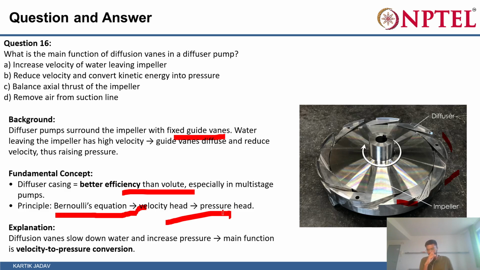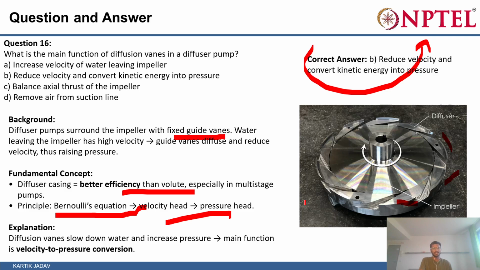Okay, in case of volute we have an increase in cross-section area towards outlet, while in case of diffuser, there are mechanisms that slow down the velocity. So reduction in velocity increases the pressure. So its main function is velocity to pressure. So option B is correct. So reduce the velocity and convert kinetic energy into pressure.